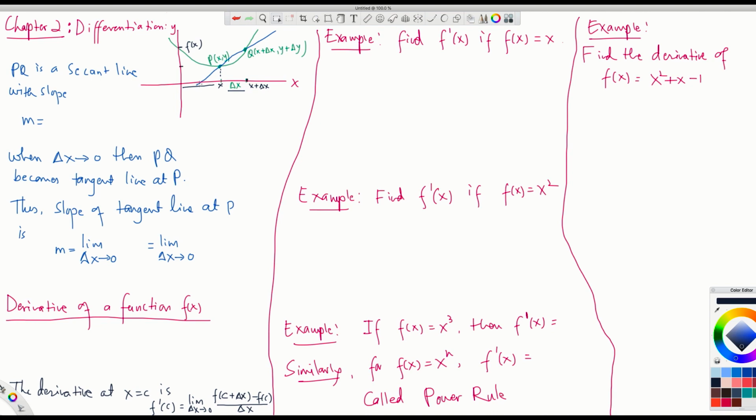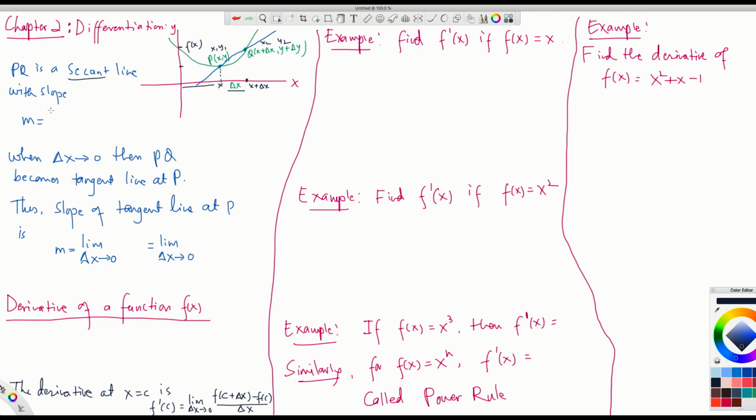So what is the slope of the line joining PQ? We call PQ a secant line. Why do we call it a secant line? A secant line is a line that intersects a curve at 2 points, or more than 1 point. So this is a secant line. The slope of the secant line, you can think this has x1, y1, and this has x2, y2, right? How do I find the slope of a line? It is y2 minus y1 over x2 minus x1, right?